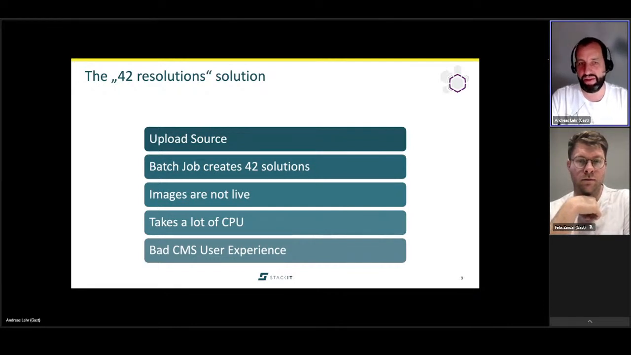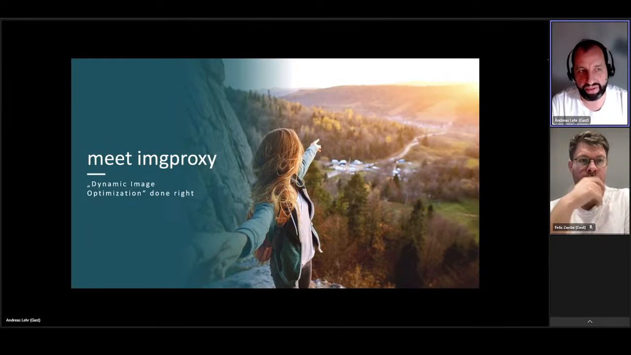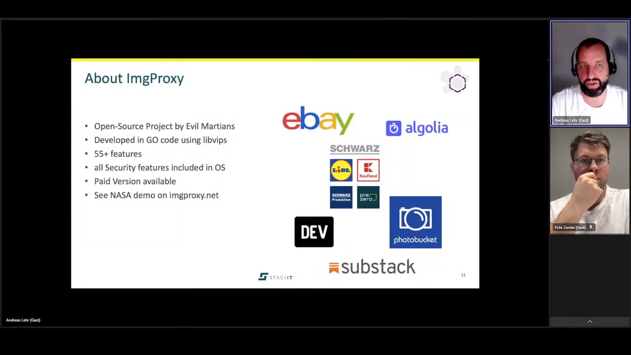And that's why we researched a bit what we could do, and we came up with imgproxy. We call it dynamic image optimization done right, but it's not only image optimization, you can also manipulate images. Some words on imgproxy. It's an open source project by a company called Evil Martians. It's developed in Go. It's using libvips, a pretty fast library for manipulating images. It comes with 45 features. I guess there are more now in the open source version.